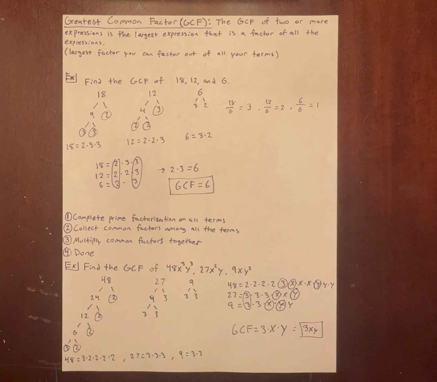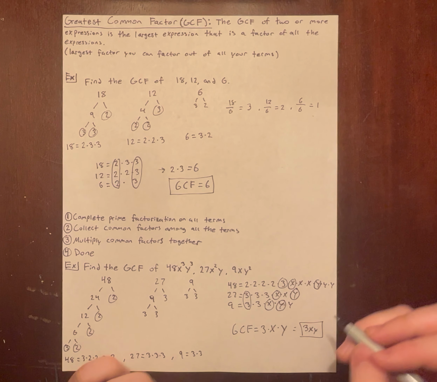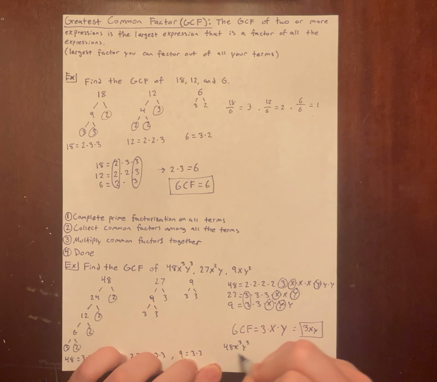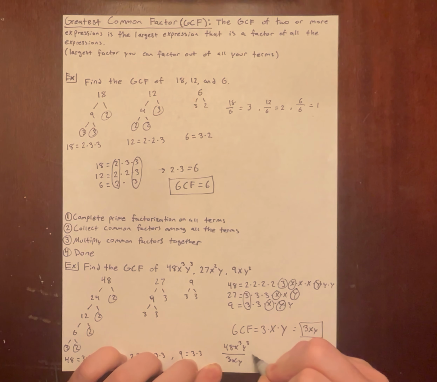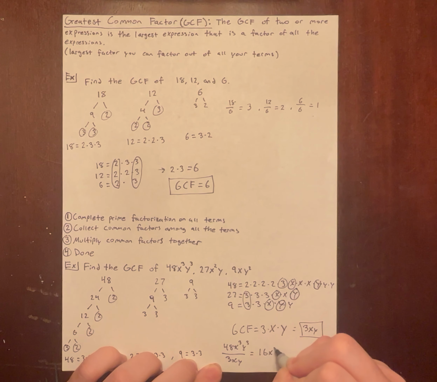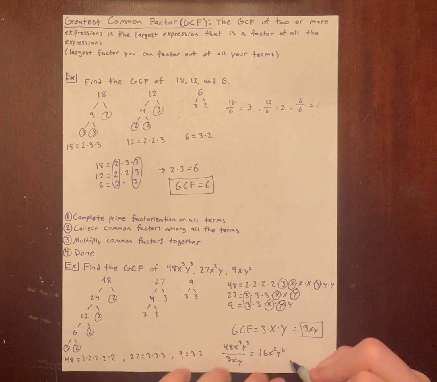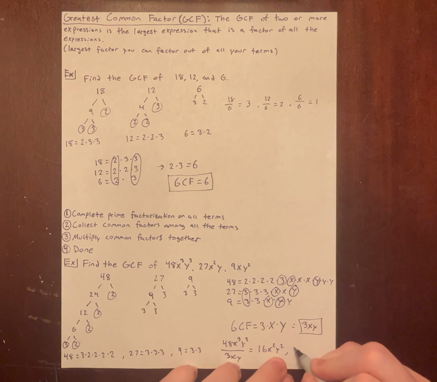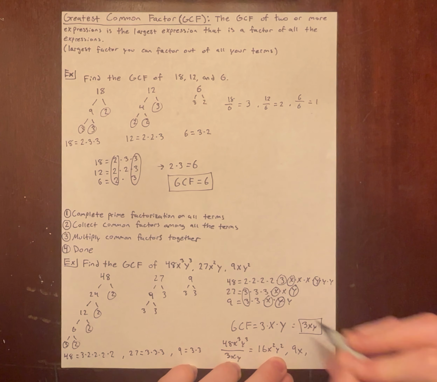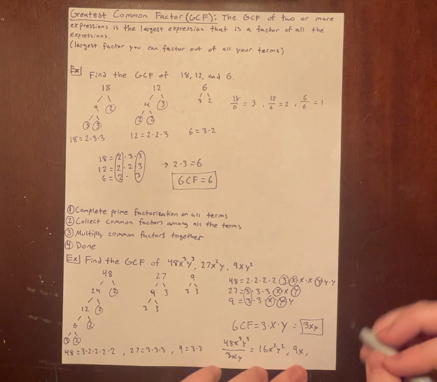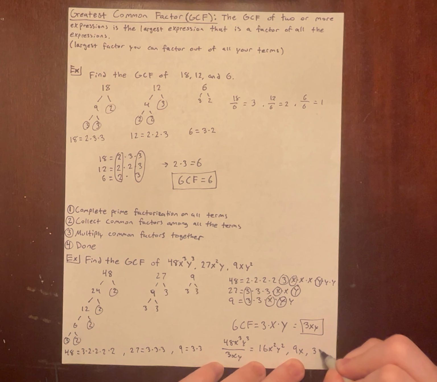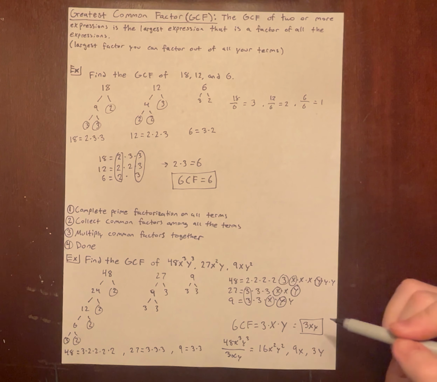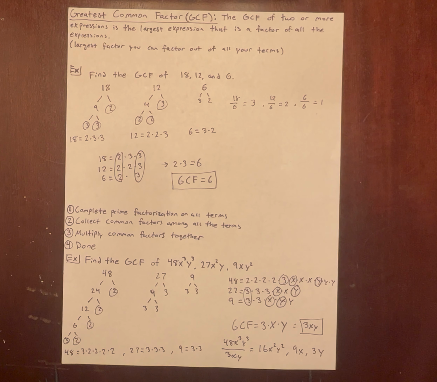You can see that because if you divide 48x cubed y cubed by 3xy, you get 16x squared y squared. And then if you divide 27x squared y by 3xy, you get 9x. And 9xy squared by 3xy, you get 3y. That division with the cancellation of variables we'll go over in a different section.